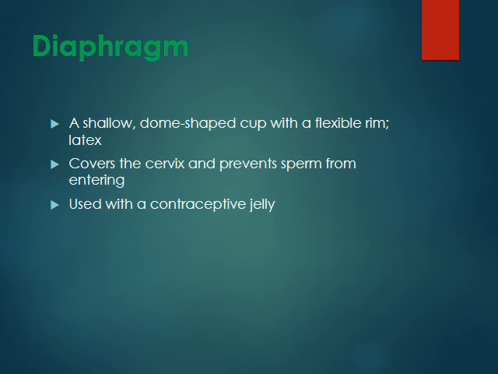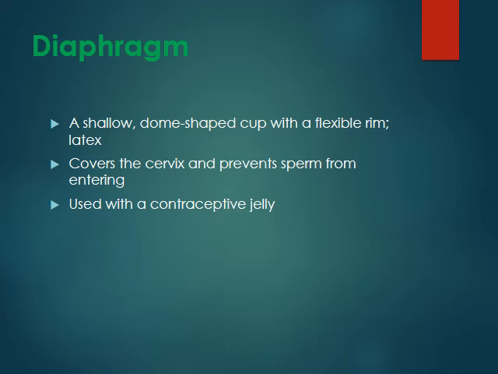It's made of latex. The woman needs to be fitted for the proper size during an office visit. She needs to be taught how to put it in and how to take it out. It needs to be put in within 2 hours of having intercourse. The diaphragm is used with a contraceptive jelly, and no, it's not jelly. It is a contraceptive gel that goes around the whole rim of the diaphragm, and then you glop some in the center and mix it around so that her cervix is basically sitting in a pool of contraceptive jelly that's going to kill sperm that sneak past the diaphragm rim.